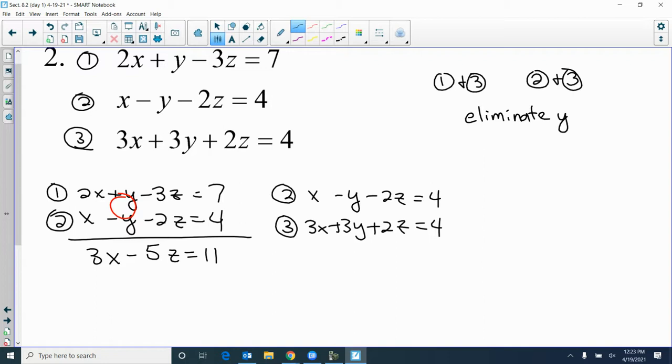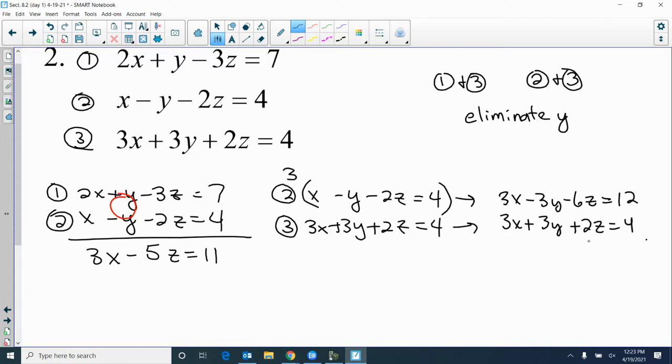Which equation? Yeah, that top equation, we'll multiply that one by 3. And when I multiply, I usually work left to right. So it gives me 3x minus 3y minus 6z equals 12. 3x plus 3y plus 2z equals 4. And so I get 6x minus 4z equals 16.